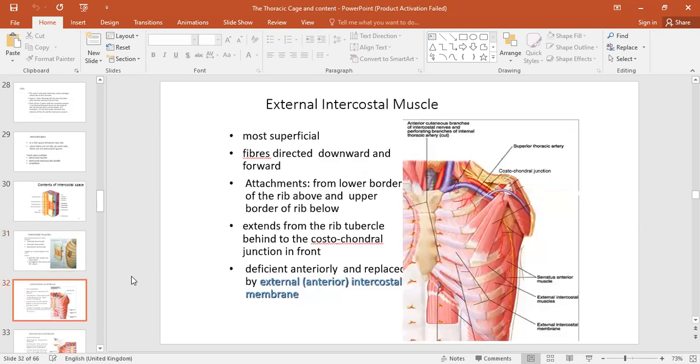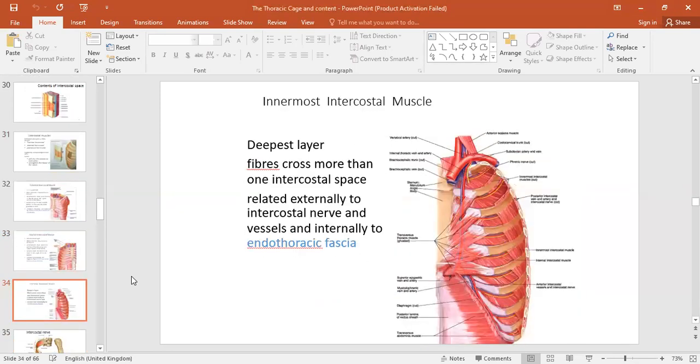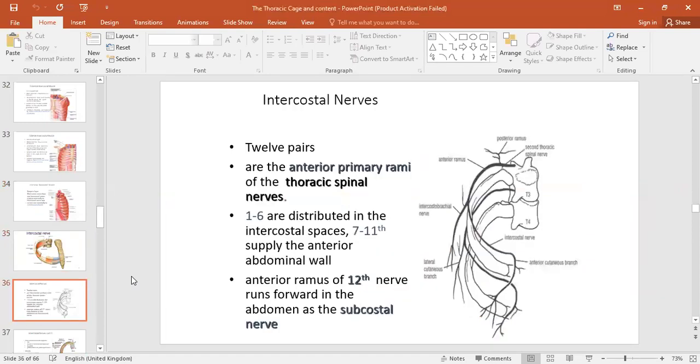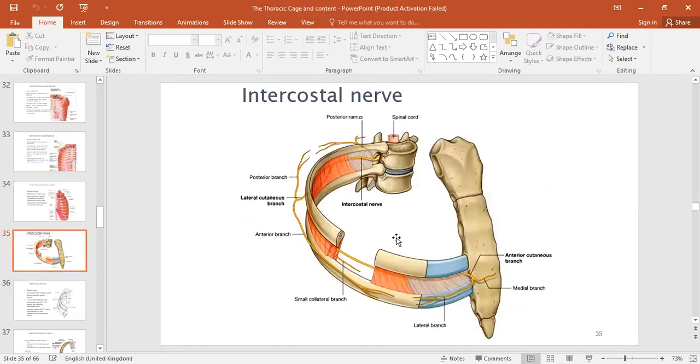Okay. Next, we are going to look at the neurovascular bundle. This is our next focus. We'll look at them one by one. We'll look at the nerve, the veins and the artery.